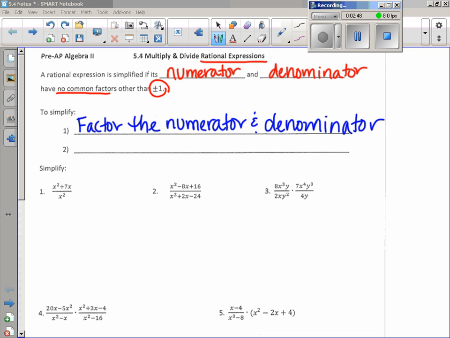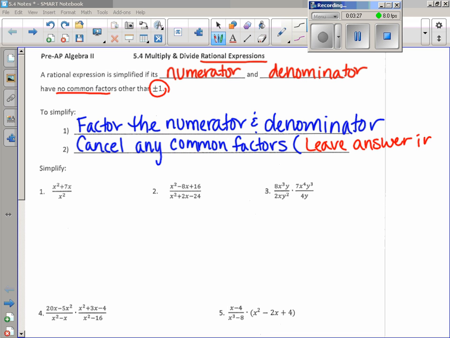So today's lesson is simply going to be multiplying and dividing with fractions, except they have polynomial expressions in them. So we are going to be factoring and cross-reducing or reducing across any numerator, any denominator. Okay? So we're kind of combining our ability to multiply and divide with polynomials and fractions. So step number 2 is simply to cancel any common factors. And then I'm going to let you leave your answer in factored form.